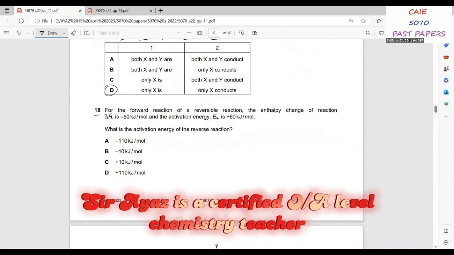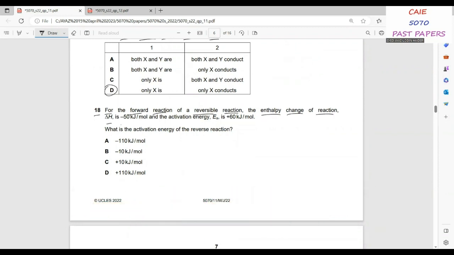18. For the forward reaction of a reversible reaction, the enthalpy change of reaction delta H is minus 50 kilojoule per mole, and the activation energy Ea is plus 60 kilojoule per mole. What is the activation energy of the reverse reaction?